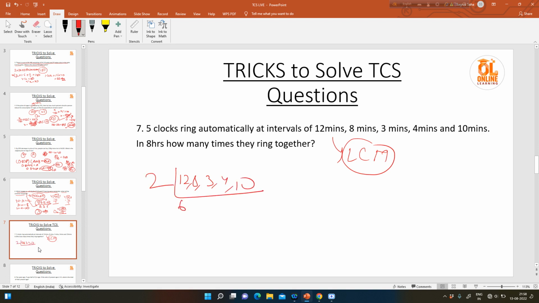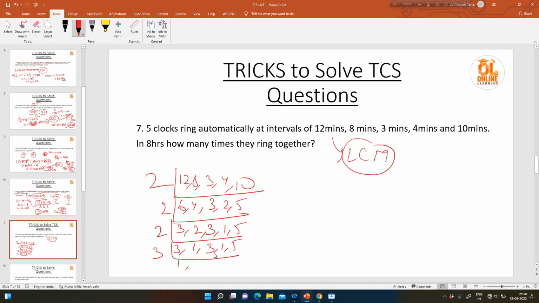First divide by 2. It would come as 6, 4, 3, 2, 5. Then again by 2: 3, 2, 3, 1, 5. Okay, then again by 2, it would be 3, 1, 3, 1, 5. Then by 3, it would be 1, 1, 1, 1, 5. So let us calculate it. 2 into 2 is 4, 4 into 2 is 8, 8 into 3 is 24, 24 into 5 is 120. That is 120 minutes. That means 2 hours.